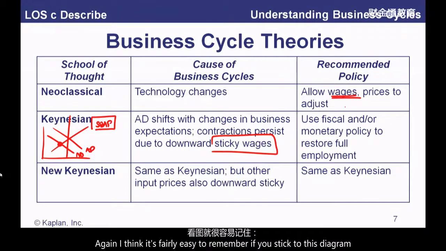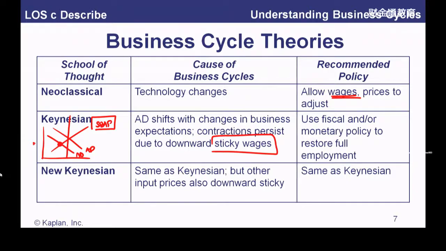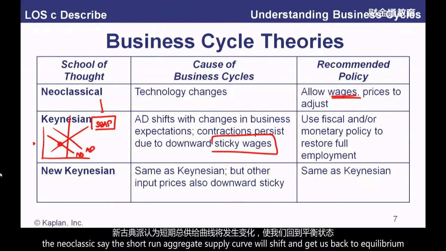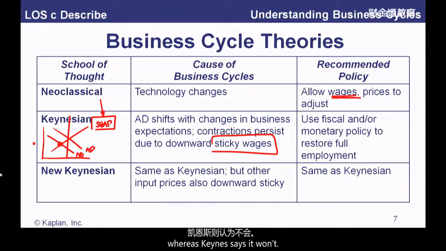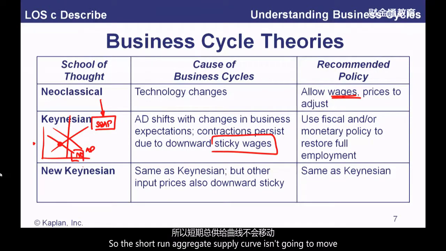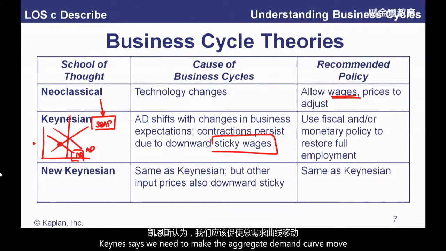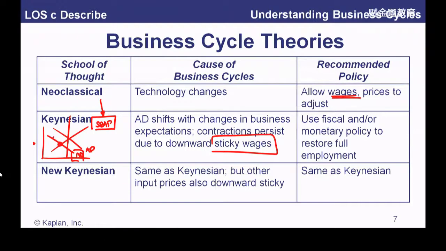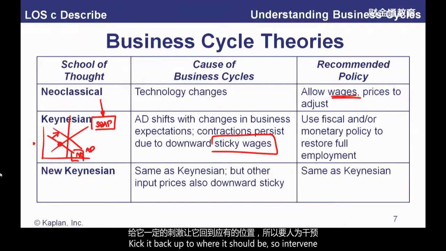So what do you do? Again, I think it's fairly easy to remember if you stick to this diagram. The neoclassical schools say the short-run aggregate supply curve will shift and get us back to equilibrium, whereas Keynes says it won't. Well, there's only one other curve on there that can move, and it's aggregate demand. So if the short-run aggregate supply curve isn't going to move, Keynes says we need to make the aggregate demand curve move, kick it back up to where it should be.